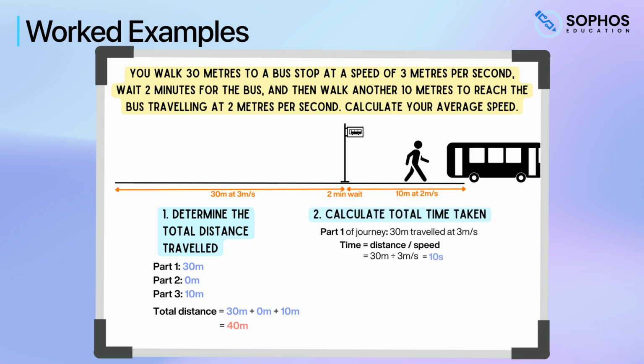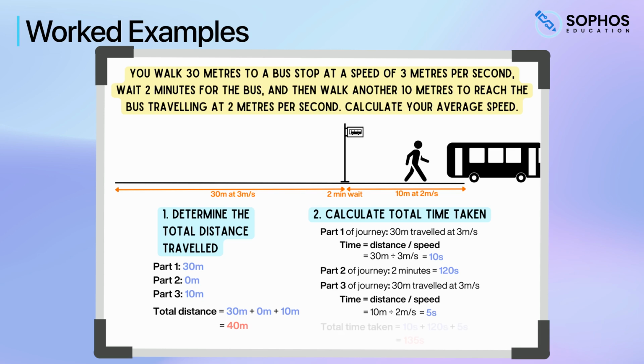In the first part, we use the equation time equals distance over speed, so 30 meters over 3 meters per second, which equals 10 seconds. In the second part, the waiting time is 2 minutes, which is 120 seconds. In the third part, we use time equals distance over speed to find 10 meters divided by 2 meters per second, which equals 5 seconds. The total time equals 10 seconds plus 120 seconds plus 5 seconds, which equals 135 seconds.